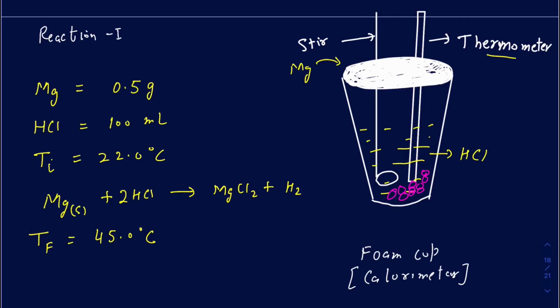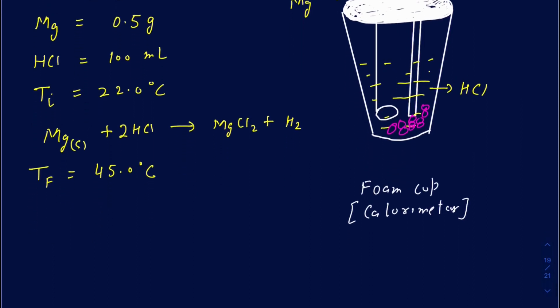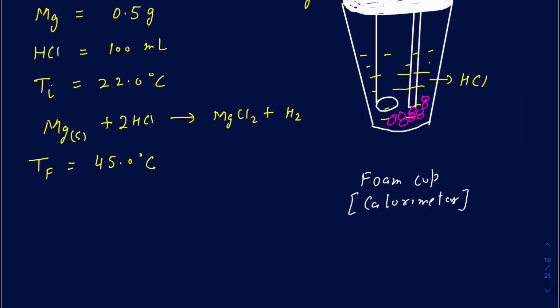So that's pretty much what you have for this reaction one, and these are the values you're going to be looking for. You make sure you know the mass of magnesium, you make sure you know the amount of HCl you're using, and then the initial and final temperature you're going to be reading from the thermometer. Now, what actually happened here?